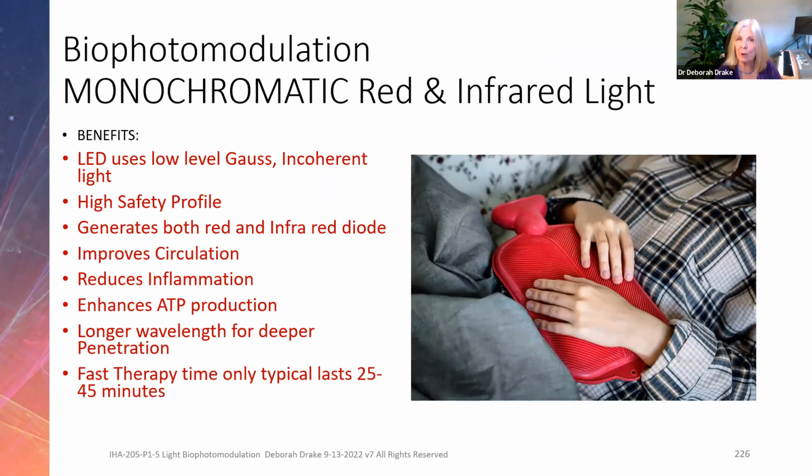So when you're using monochromatic red light, we're going to be using low-level light, meaning low-level volume, incoherent light with a high safety profile that generates both red and infrared diodes, improving circulation, reducing inflammation, enhancing ATP energy production in your mitochondria, which is for DNA and protein production, and a longer wavelength for deeper penetration, therefore a faster therapy time of only 25 to 45 minutes.